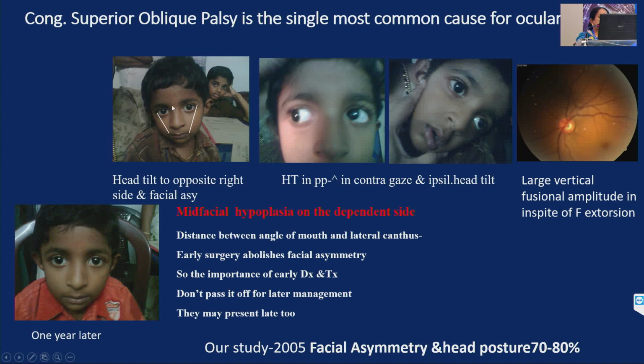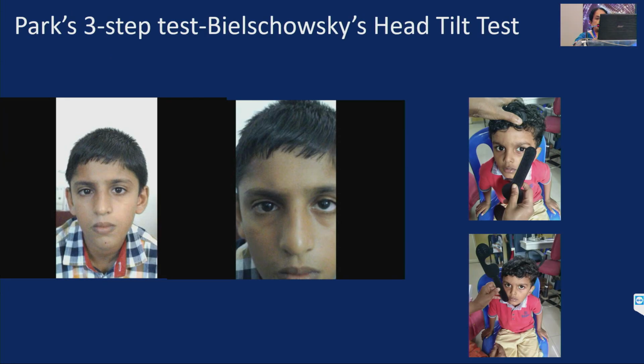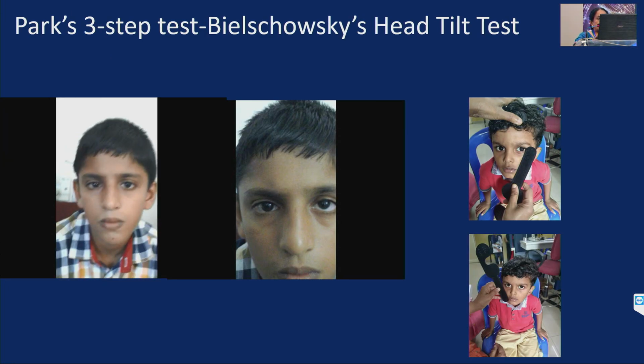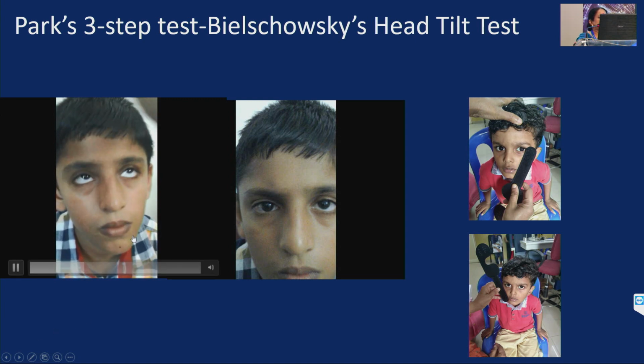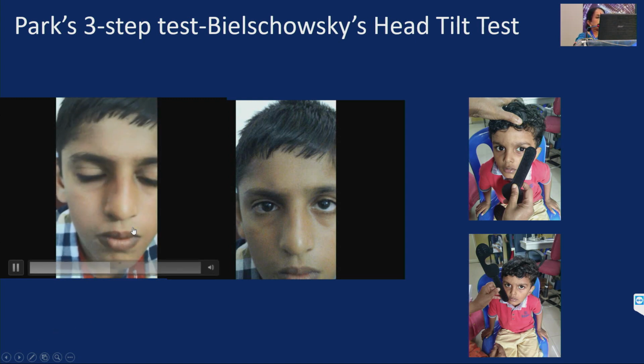If you see, there is a hypoplasia of right side of the face and fullness of left side, which has disappeared after surgery after 1 year. So this is the importance of doing surgery early. So we have seen 70 to 80% of our cases with facial asymmetry and head posture, abnormal head posture. So because this is very common, we'll just see that he doesn't show any hypertropia unless the head posture is corrected.